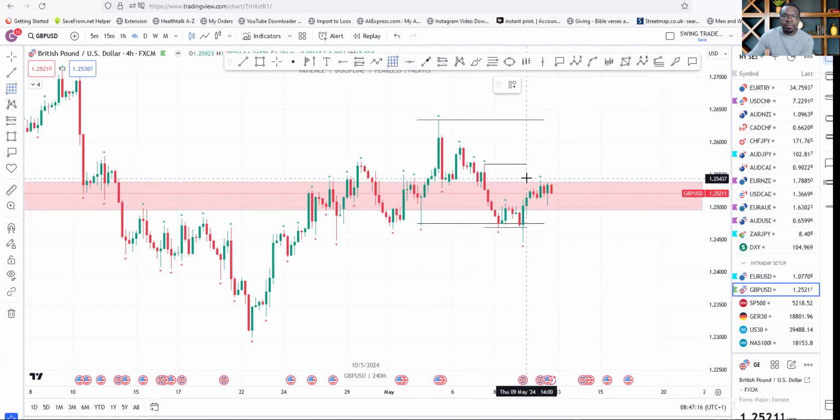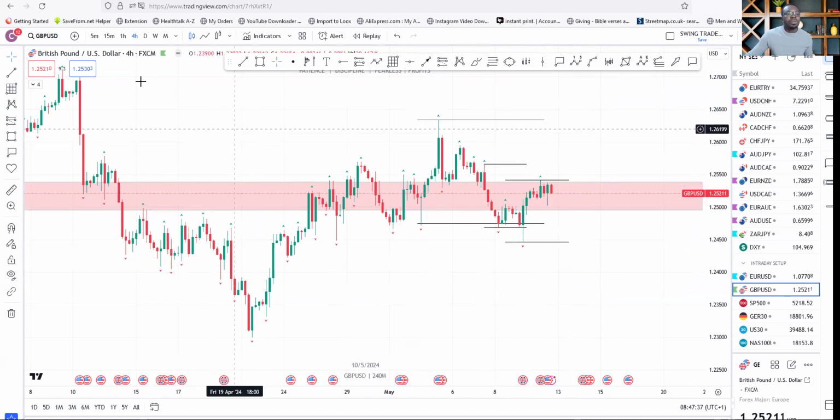So obviously we are bearish on the 4-hour. We're bearish on the 4-hour at this level. We're looking bearish on the 4-hour right now. But the question is, is the market ready to sell?